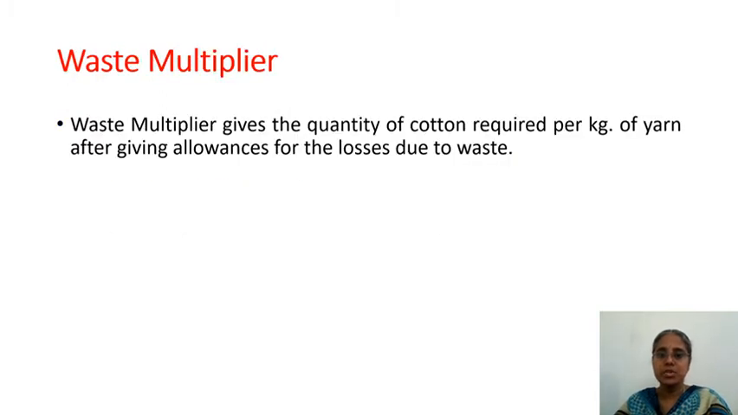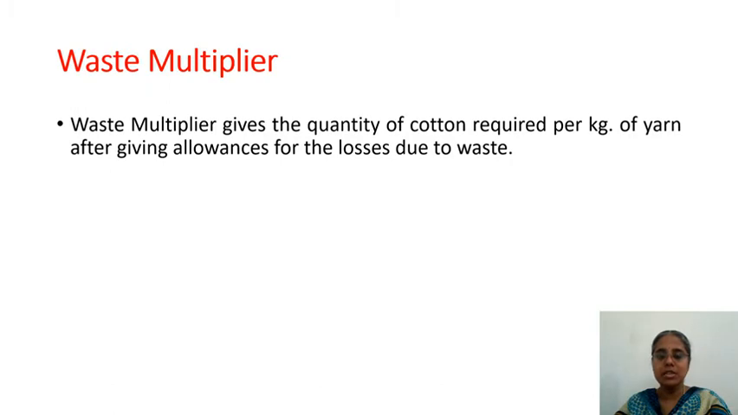Next is waste multiplier. Waste multiplier is usually a ratio. It gives the quantity of cotton required for producing 1 kg of yarn. Simply, if you want 100 kgs of yarn, if you multiply it by waste multiplier, you will find how much input you have to put inside the system, or how much weight you have to enter as input material in the mixing.